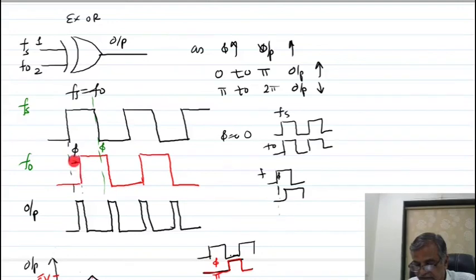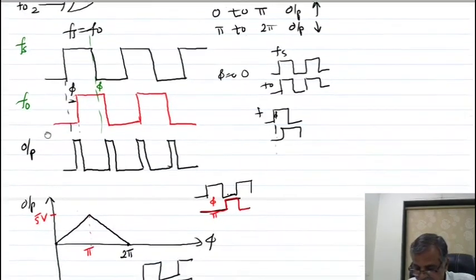Fs is leading by phase phi with Fo. We know that when both inputs are at different levels, you will get the output. So during this time interval, both are at different levels, so you will get the output that I am showing you. During this time interval, both are at the same level, so the output is 0. In this way, you can get your output.